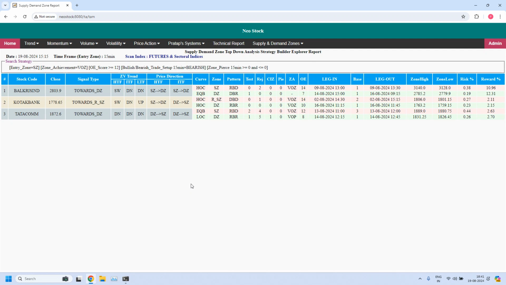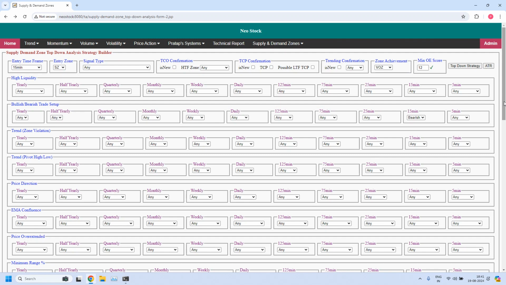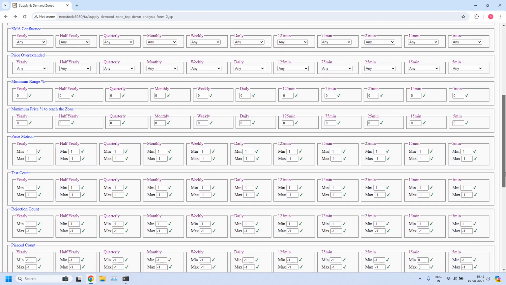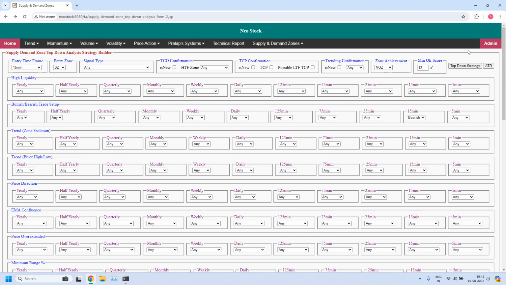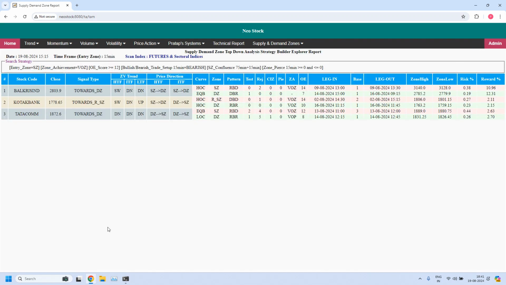Now let's verify how many out of these 3 are having confluence with ITF time frame. That is 15 minutes and 75 minutes supply zone confluence. So 15 minutes supply zone with 75 minutes supply zone, enable the option. Let's verify, let's filter. Very good. All the 3 are having confluence with 75 minutes time frame.